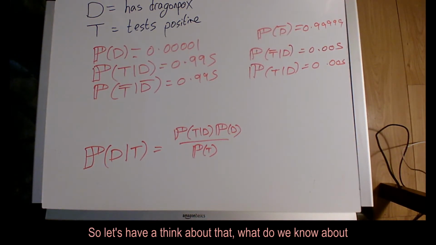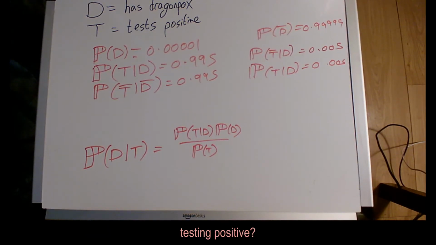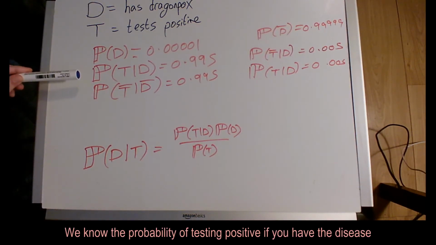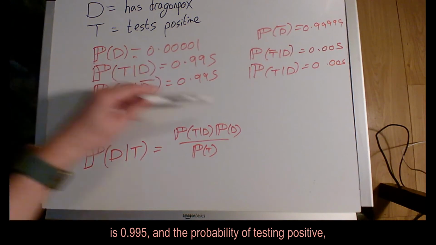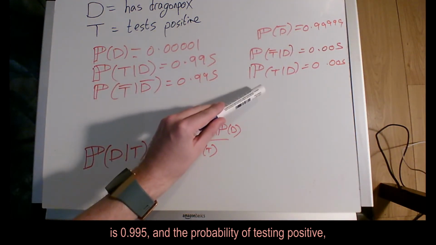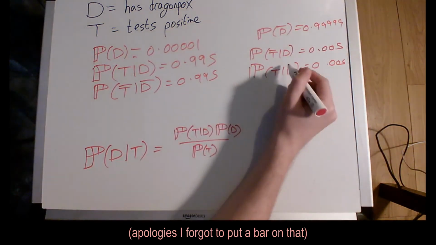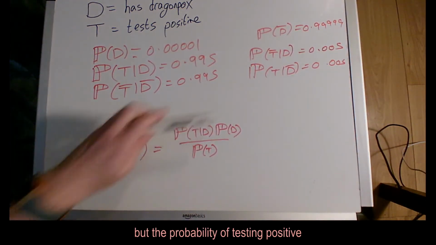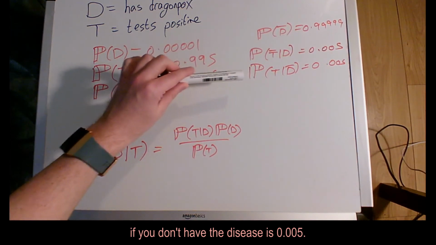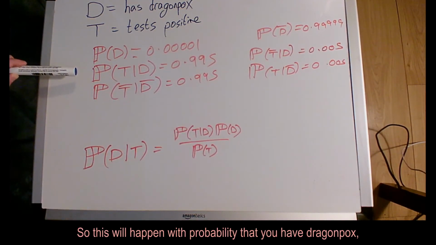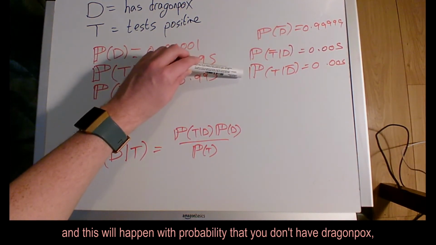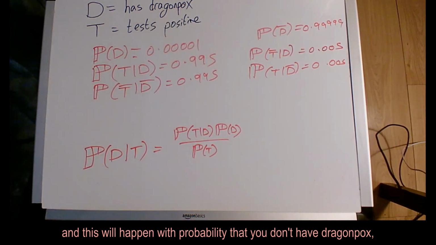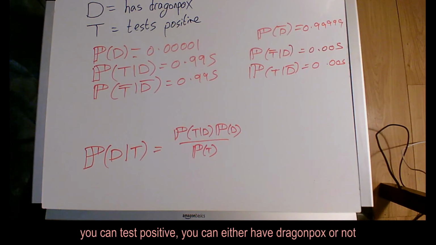So let's have a think about that. What do we know about testing positive? We know the probability of testing positive if you have the disease is 0.995, and the probability of testing positive, apologies, I forgot to put a bar on that, but the probability of testing positive if you don't have the disease is 0.005. So this will happen with probability that you have dragonpox, and this will happen with probability that you don't have dragonpox. And that's the only things that could happen. You can test positive, you can either have dragonpox or not.